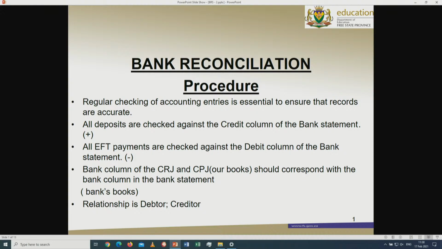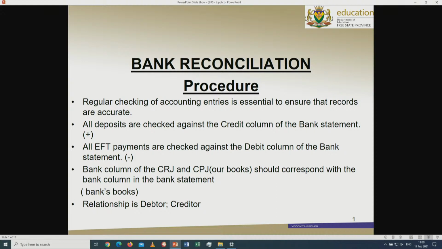After receiving the bank statement, you begin the process of checking and comparing whether all the entries that appear on the CRJ and the CPJ, which are the business records, are the same as the ones on the bank records. So all deposits are checked against the credit column. Remember, we said every time you deposit money, the bank will credit your account. So you compare your CRJ with the credit column of the bank statement or the plus sign.